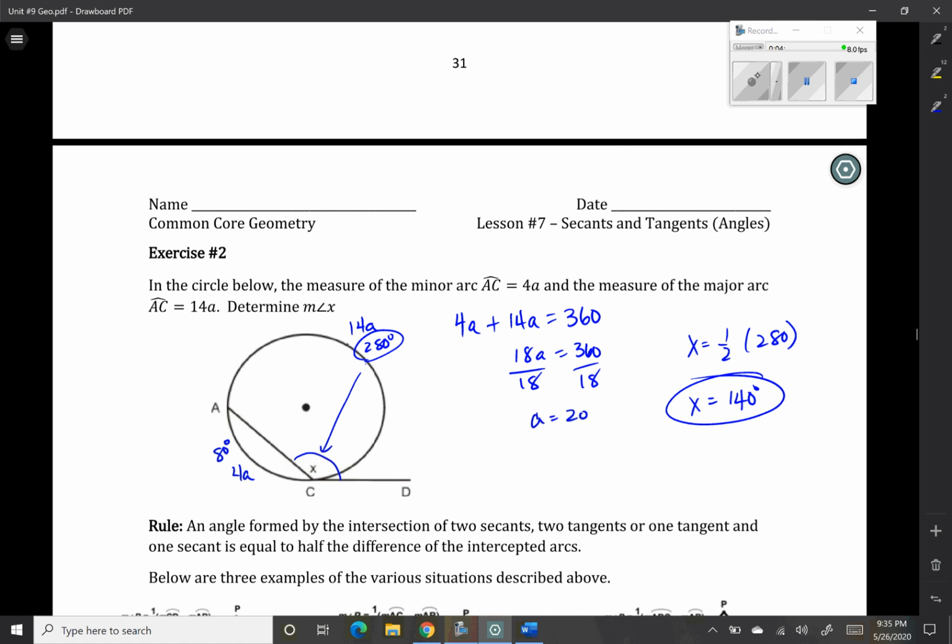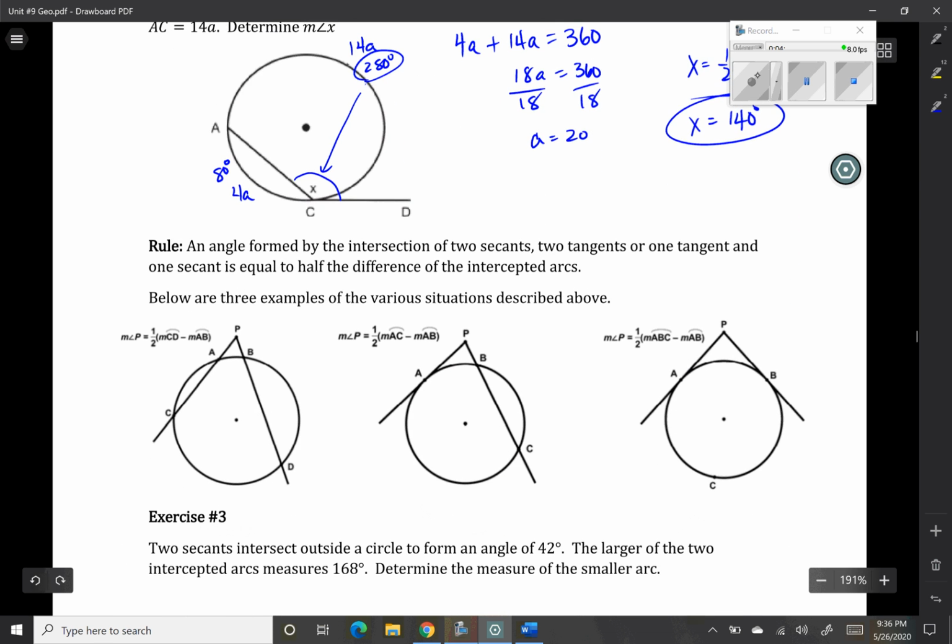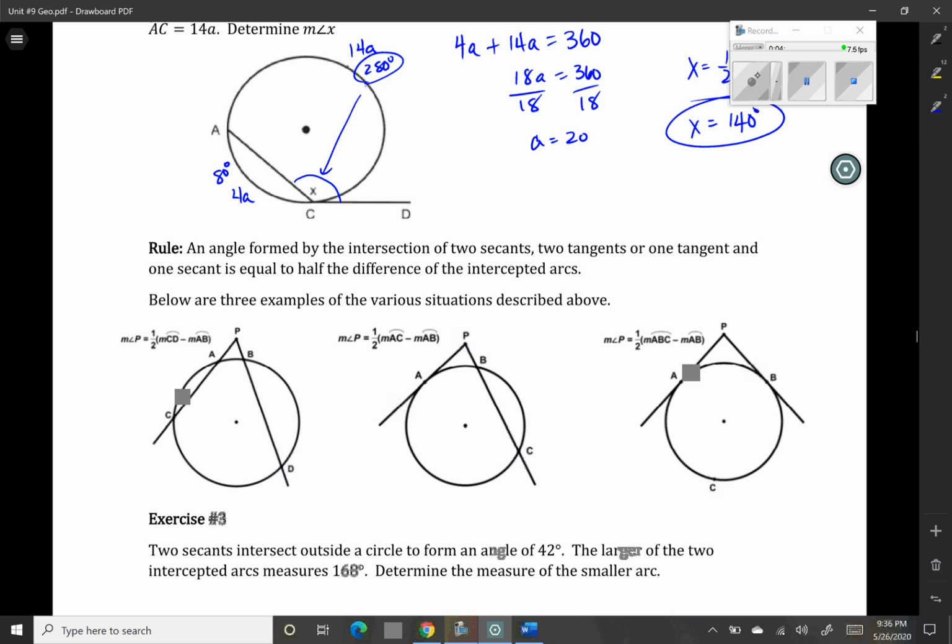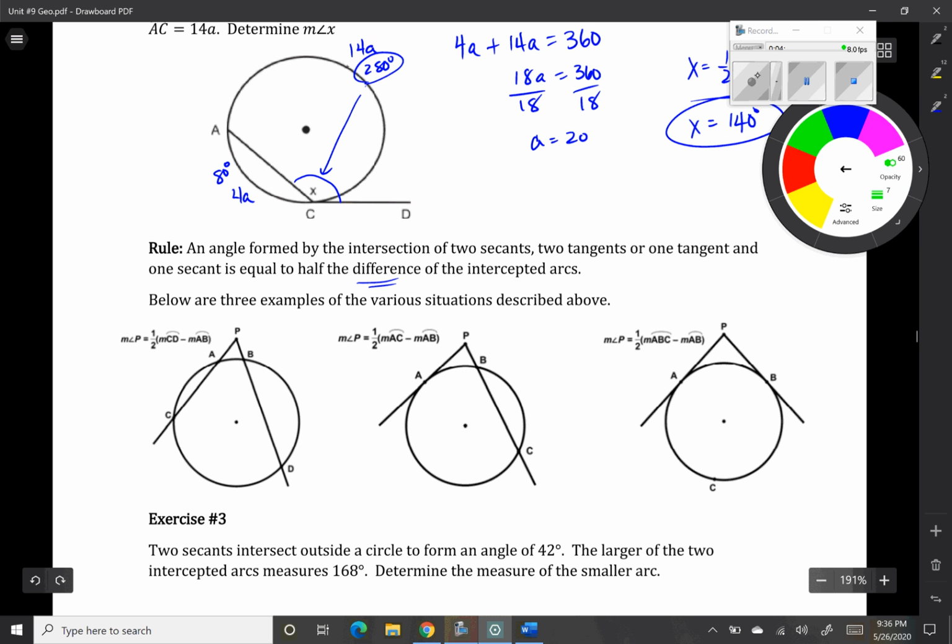Now, this rule that we just went over is one of those rules that doesn't come up that often. That's why there's only 2 examples. The bigger rule that we're learning today is what happens when we intersect secants and tangents, not chords and tangents. So there are 3 different things that can happen when secants and tangents intersect each other, and the 3 pictures are right here below. The rule is the angle formed at the intersection of the 2 secants, 2 tangents, or 1 tangent and 1 secant is equal to half of the difference. So this time we're subtracting. So unlike the last lesson where we added, we're going to subtract these arcs this time. And the arcs that we're subtracting are the arcs that are inside of that secant or tangent line.